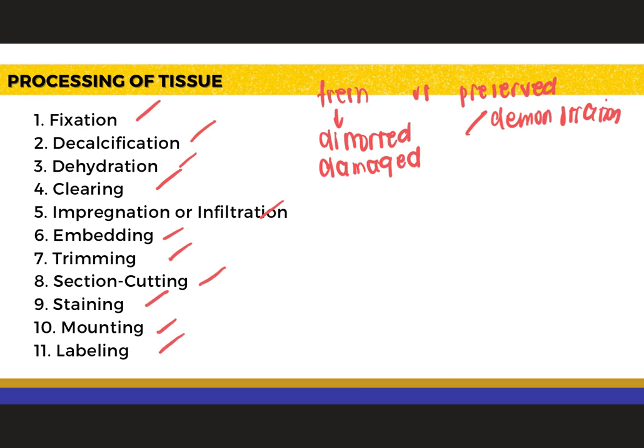So in your fixation, it preserves the tissue by stopping all cellular activities, and the primary aim of fixation is to preserve the morphologic and chemical activities of the cell. So it is used to prevent the specimen from rotting, or the breakdown of your cellular elements. So just to reiterate on what you already know in your histopath laboratory.